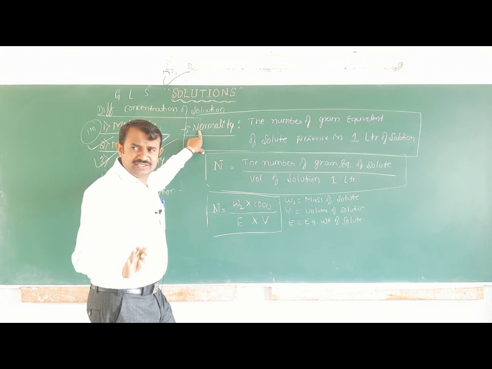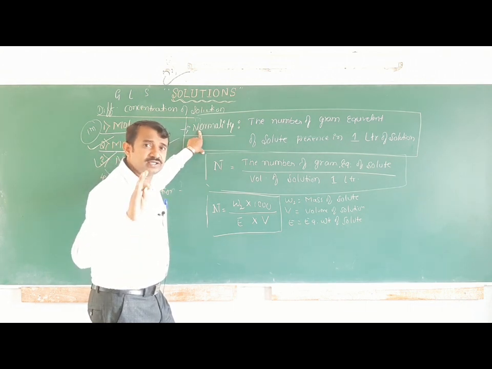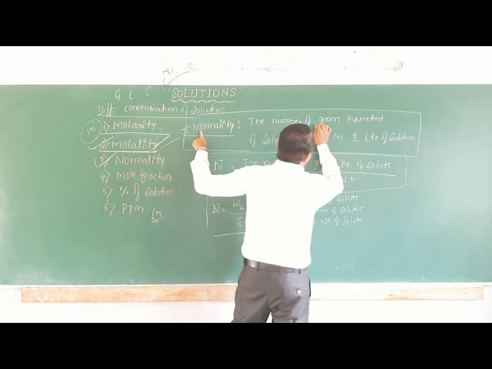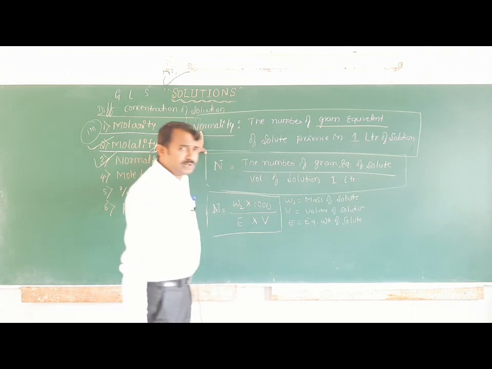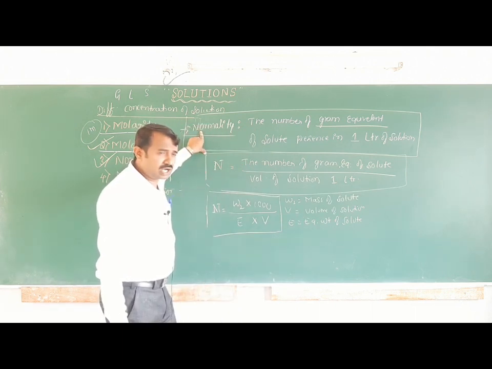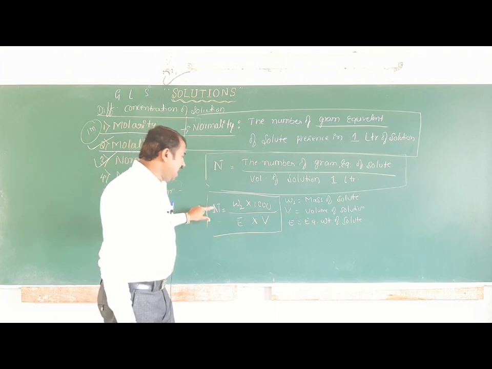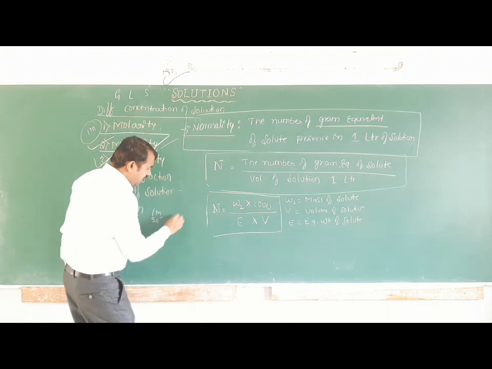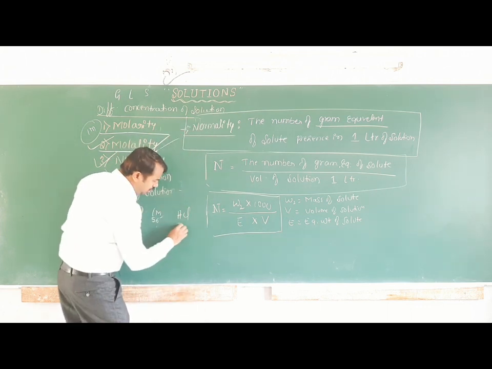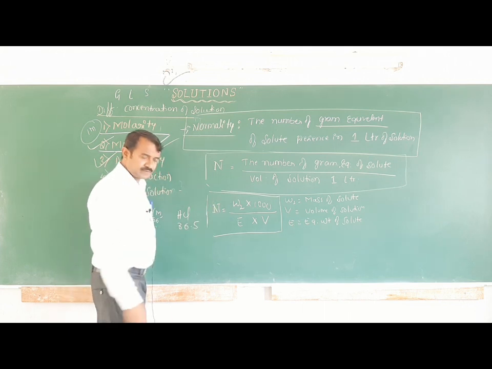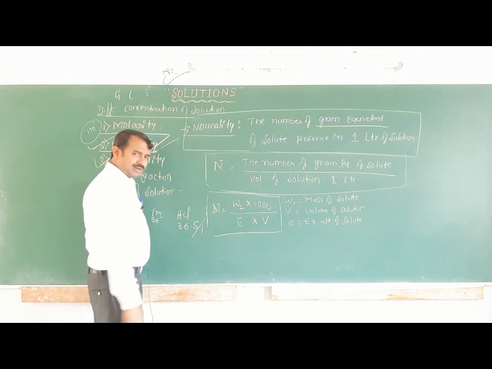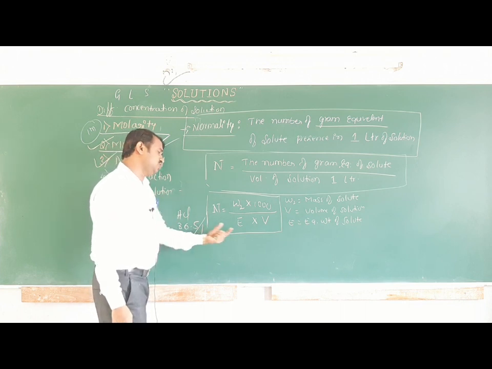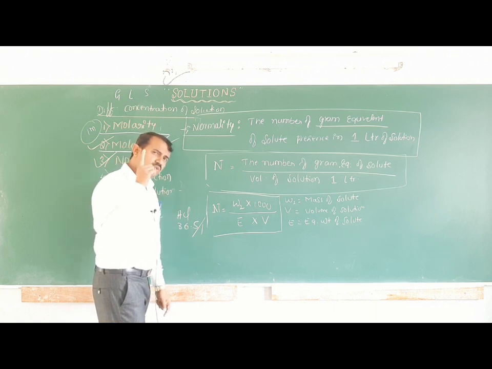This is the difference from molarity and molality. The main concept here: the number of gram equivalents of solute present in 1 liter of the solution is called normality. The formula is N equals W2 into 1000 divided by E into V. Take hydrochloric acid, whose molecular weight is 36.5. This is a mono acid, so you divide by 1. The molecular weight and equivalent weight are the same, so 36.5 gram dissolved in 1 liter of solution is 1 molar and 1 normal.